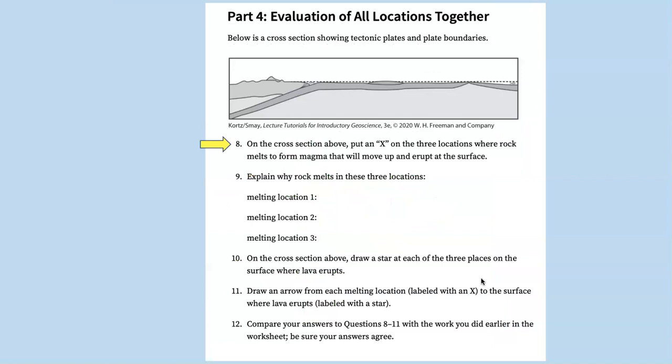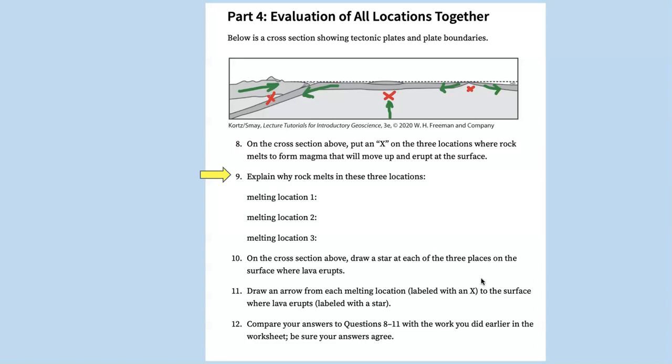Finally, part 4 puts all of these things together. I've drawn some green arrows here to show where the subduction zone is, the divergent zone is, and the mantle plume is rising. Question 8 says, on the cross-section, put an X on the 3 locations where rocks melt to form magma that will eventually move and erupt at the surface. So in the subduction zone, we have magma melting right down here. The hot spot, we have melting at the top of the plume. And at the divergent plate boundary, we have melting where the 2 plates are moving apart.